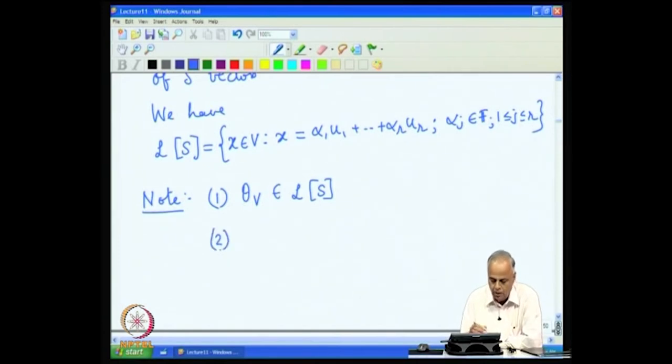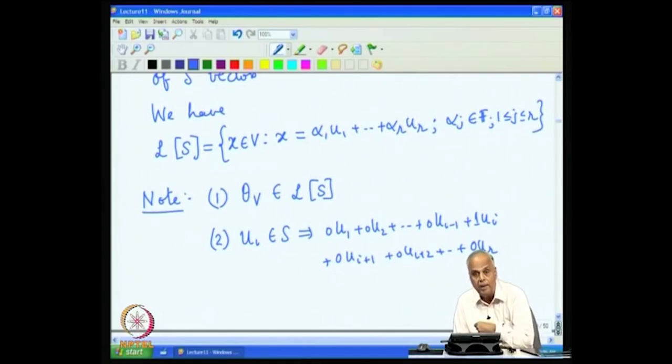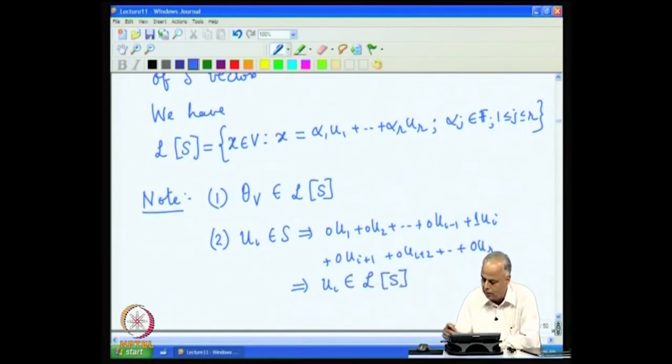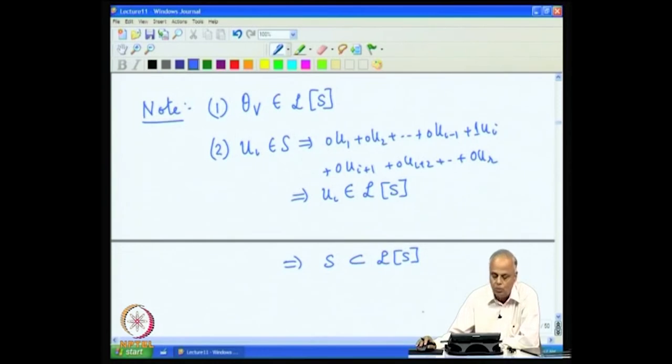Secondly, if you take ui in S, so any one of the S vectors, then we can write it as 0 u1 plus 0 u2 plus etcetera plus 0 u(i minus 1) plus 1 times ui plus 0 u(i plus 1) plus 0 u(i plus 2) plus etcetera plus 0 ur. In other words, a linear combination in which all the coefficients except the ith coefficient are 0 and the ith coefficient is 1, and therefore, that says ui is a linear combination of the S vectors, and therefore, ui must be in that collection. So, every vector of S is a part of this collection, and therefore, S must be a part of LS. So, these are two simple observations.